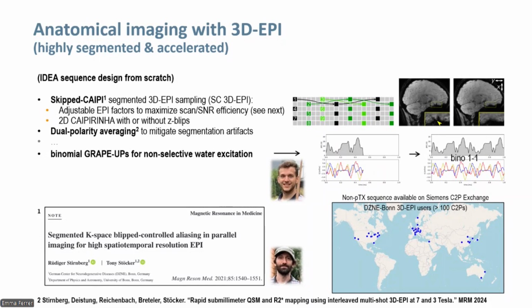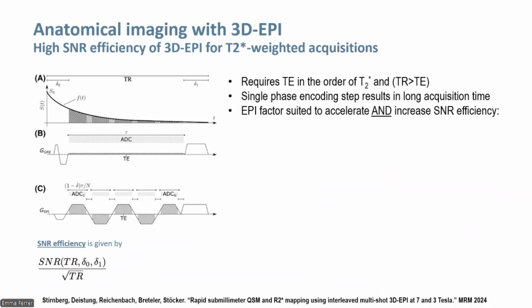So why would we do structural imaging with 3D EPI in the first place? It should have lower SNR compared to the gradient echo imaging, for instance. Well, yes and no. Yes, if we increase the bandwidth to have short echo spacings, that will reduce SNR. But it is still enough SNR, depending on the voxel volume, of course. And we need typically long TR in the order of T2 star. And if we have small voxels, large matrix sizes, the imaging would otherwise be extremely long if we take a gradient echo imaging. So the EPI factor is very well suited to accelerate and to increase the SNR efficiency.